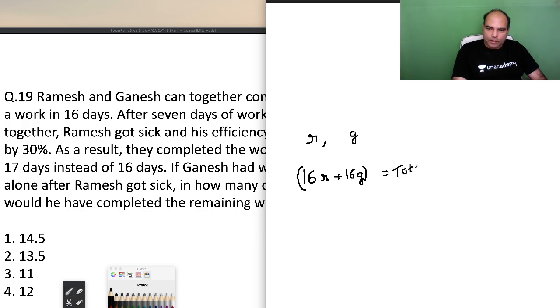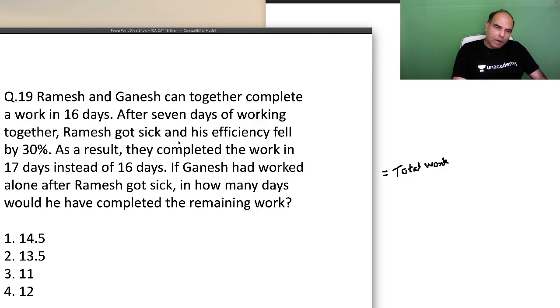Then the question says, after 7 days of working together, Ramesh got sick and his efficiency fell by 30%.